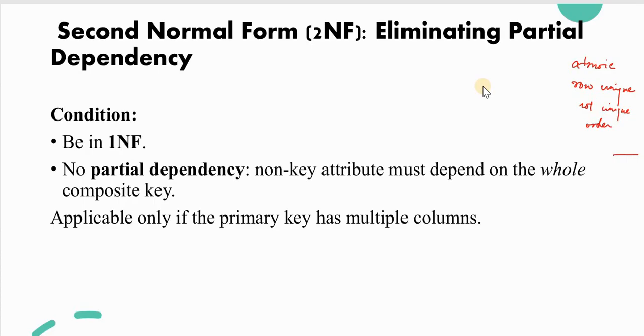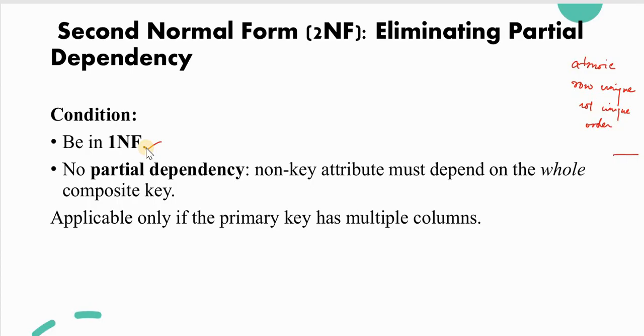Okay, so now we'll discuss the second norm. Second norm is also called eliminating partial dependency. So the condition for second norm is the table should be a first norm table. It should satisfy first norm, and there should not be a partial dependency. That is, the non-key attribute must depend on the whole composite key. It should be a full dependency. It should not be a partial dependency. It should depend on the whole composite key.